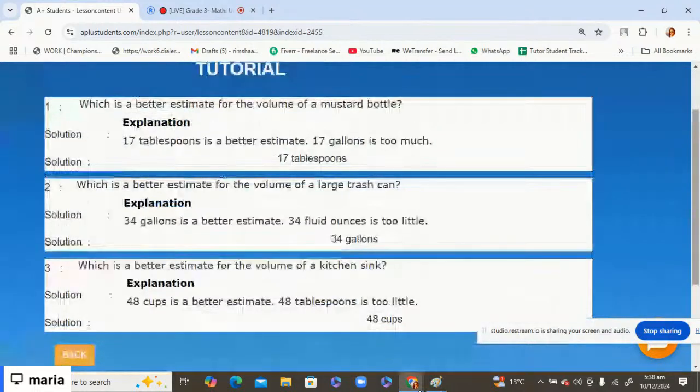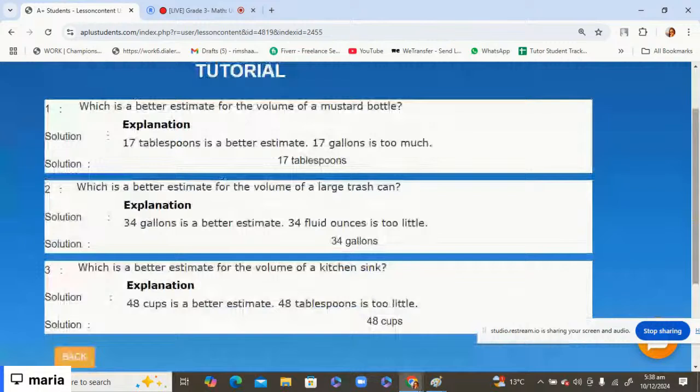Which is the better estimate for the volume of the kitchen sink? The kitchen sink volume is not as high as you would measure in gallons. The smaller unit than gallons is cups. So we are using the cups here.